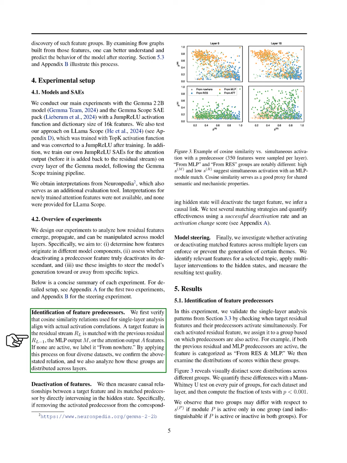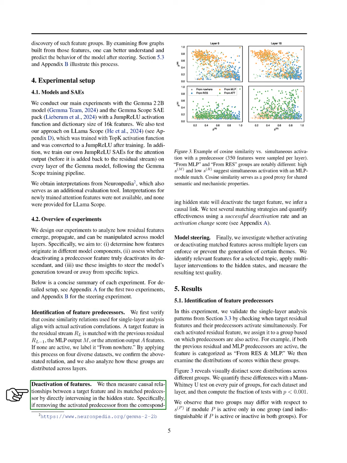To identify feature predecessors, we first confirm that the cosine similarity relations align with actual activation correlations. We match a target feature in the residual stream with features from the previous layer, MLP output, or attention output. If none are active, we classify it as from nowhere. We apply this method across various datasets to validate our findings and analyze the distribution of these groups across layers.